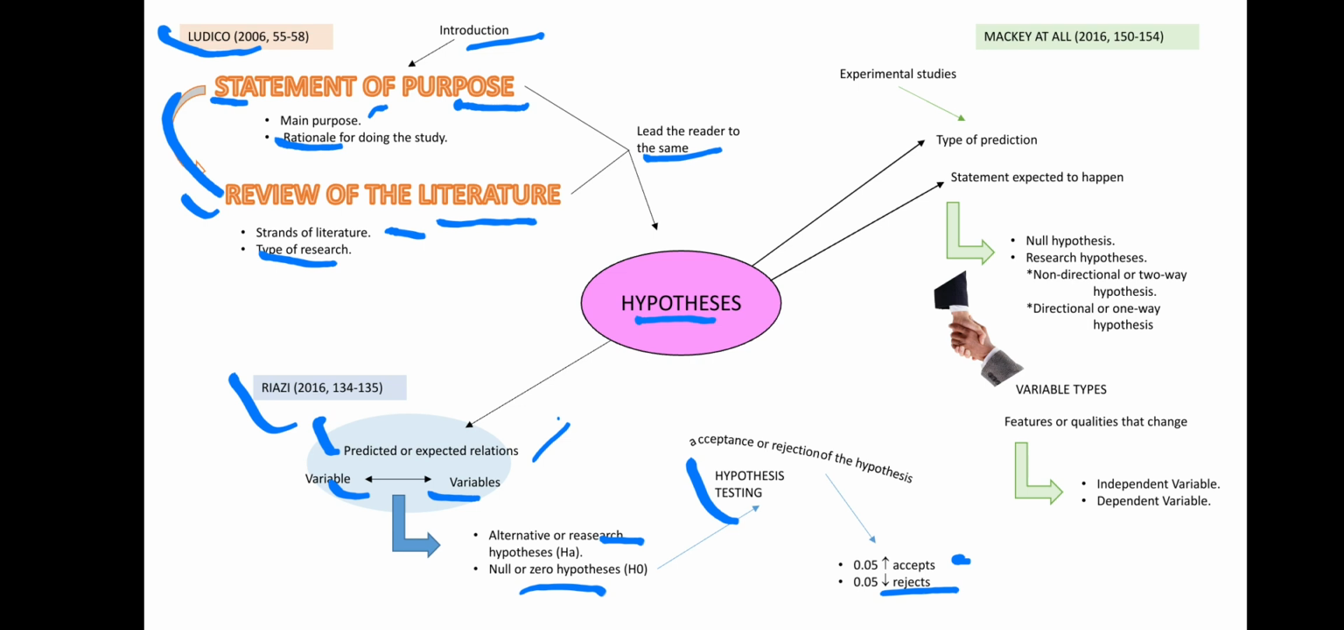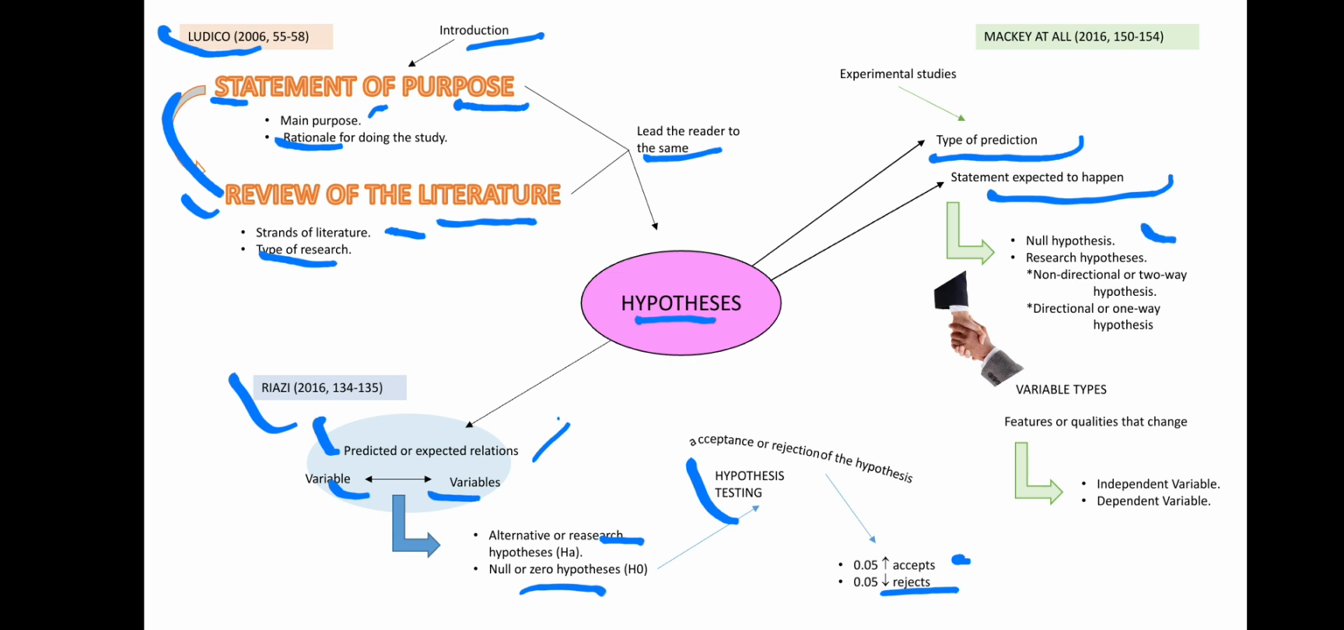Another author was Mikey, and more other authors. They said that a hypothesis is a type of prediction about the topic we are discussing. But also they said that a hypothesis is a statement expected to happen. That is why in our study we have to prove the hypothesis.